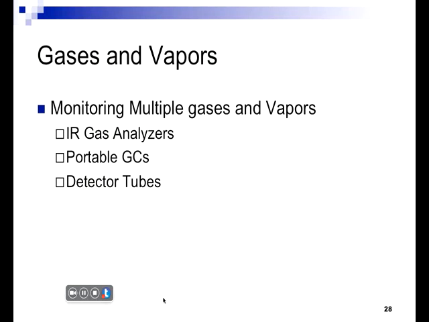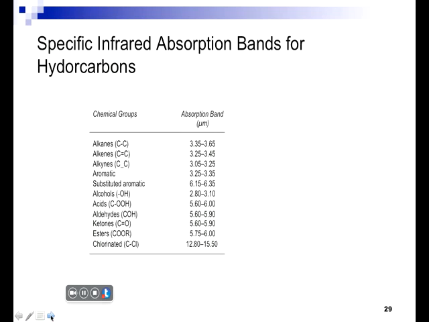Then you can have instruments that monitor multiple gases and vapors, and this includes IR gas analyzers, portable gas chromatographs, and detector tubes. And I want to go through these a little bit and tell you somewhat how these work.